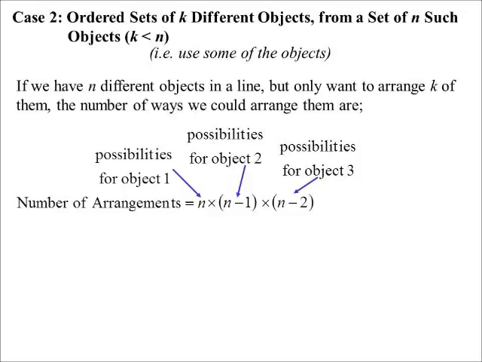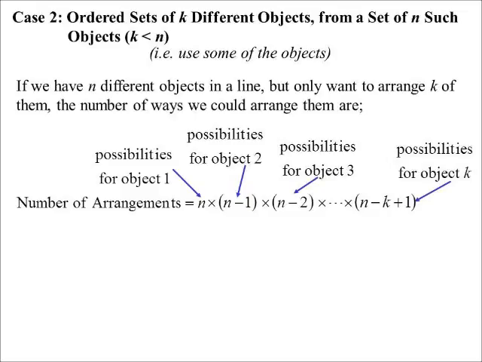There's a clue. Have a look at what we've already written down. The first object, there was n ways. 2 objects, there was n minus 1 way. Third object, there was n minus 2 ways. K objects, n minus k plus 1.